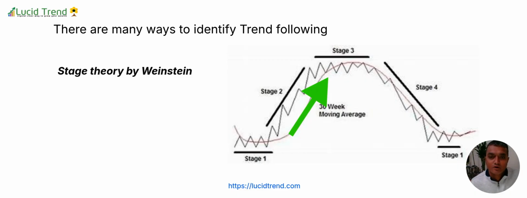Stage 2 is an advancing phase, a strong uptrend, where participants are bidding prices higher. Stage 3 is a distribution phase, also known as the topping phase, where stocks move sideways. Stage 4 is a declining phase, where stocks move downwards. A downtrend.